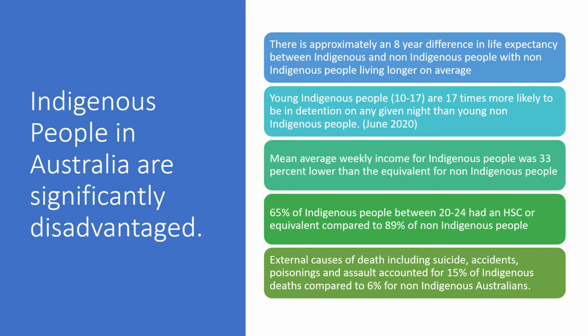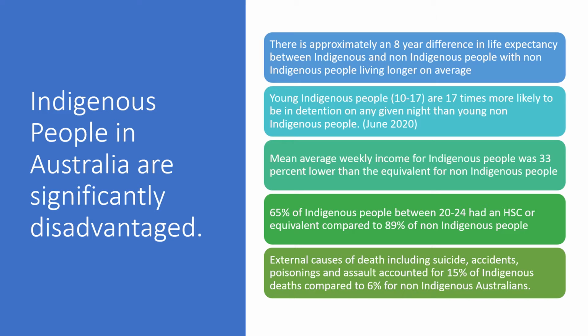Indigenous people in Australia are significantly disadvantaged even today. There's an 8-year difference in life expectancy, so Indigenous people live on average 8 years less than non-Indigenous people. Young Indigenous people are 17 times more likely to be in detention on any given night than young non-Indigenous people. The income for Indigenous people on average is 33% lower than for non-Indigenous people.